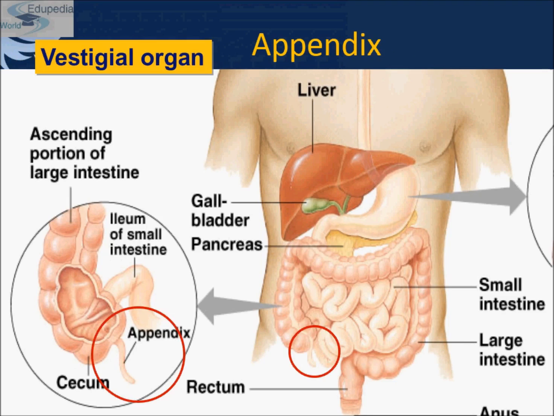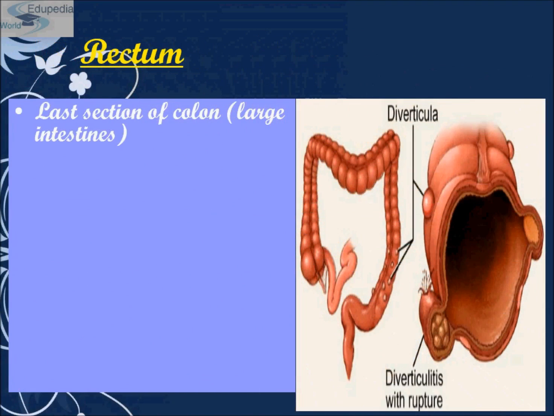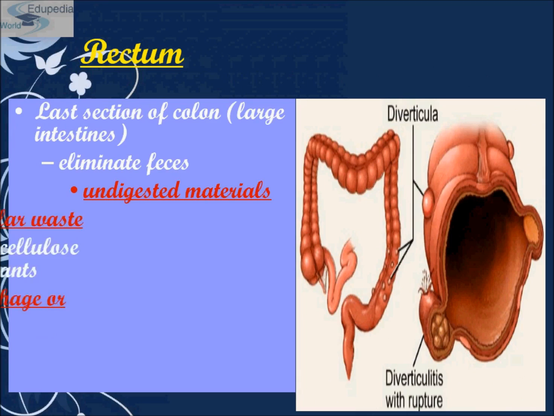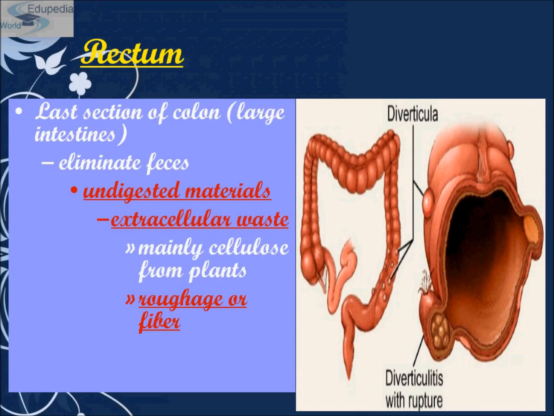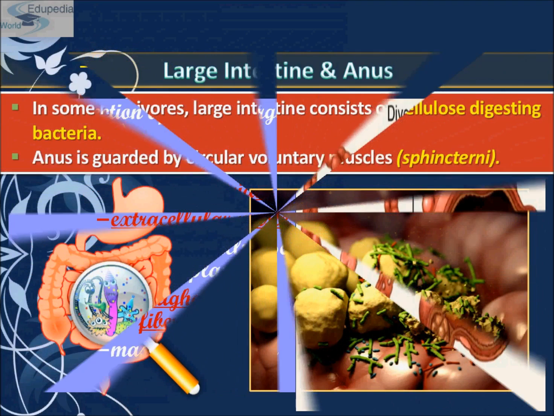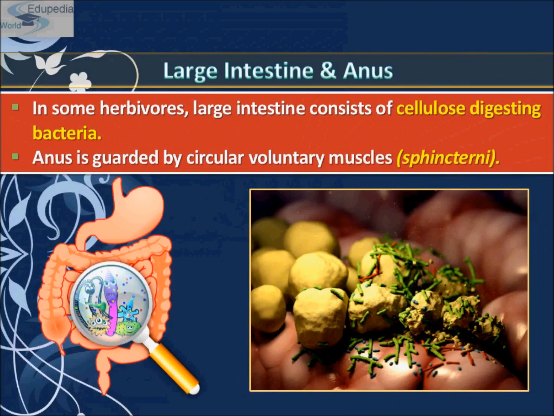Okay, now comes the rectum, which is the last section of the colon that eliminates feces, undigested materials, that is mainly cellulose from the plants, and roughage or fiber. Okay, and then comes the anus, by which feces are finally eliminated. Okay, the anus is guarded by a circular voluntary muscle, that is the sphincter ani.